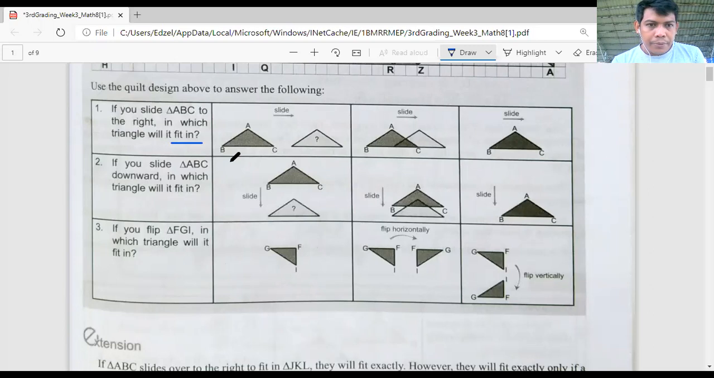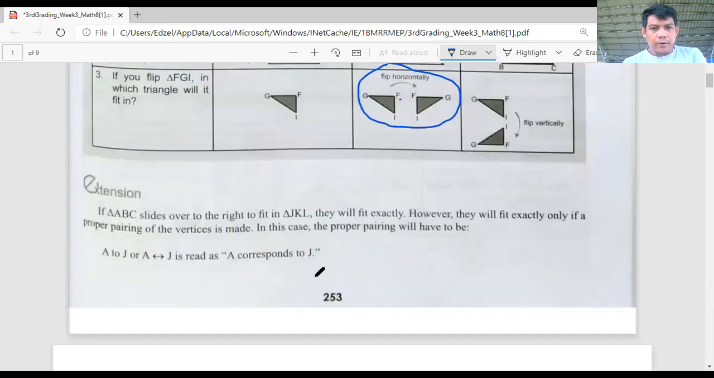Now, take note of the term fit in. For example, mao ni ang first triangle, second triangle akong i-fit in. Nag-fit sila, so they are congruent. If dili sila mag-fit, they are not congruent. The term there is fit, but pwede sad siya flip. If you flip, you know what's the meaning of flipping. Now this is an example of flipping. They flip it horizontally, and after flipping they fit in, so therefore they are congruent. So that's how you illustrate congruency.